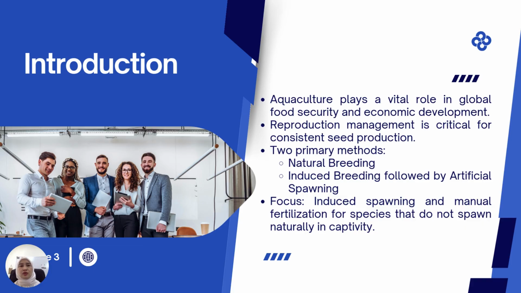All right, so we have two primary methods to produce the seed. First one is of course natural breeding, and the second one is induced breeding followed by artificial spawning or artificial breeding. So what we want to focus on today is induced spawning and manual fertilization for species that do not spawn naturally in captivity. We focus on the induced breeding technique because it can be applied for those species.